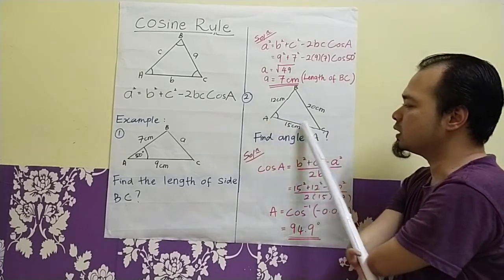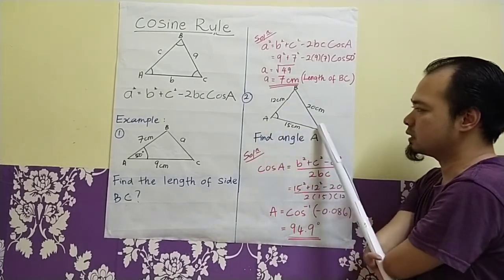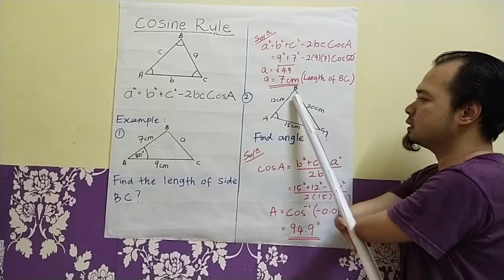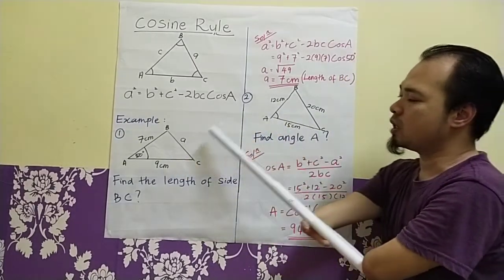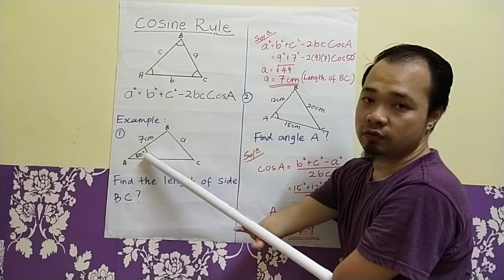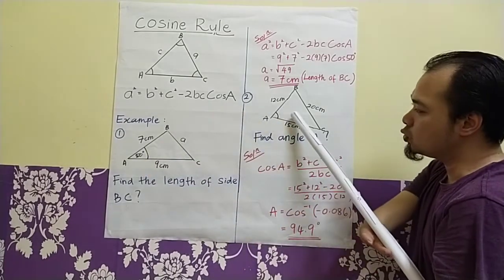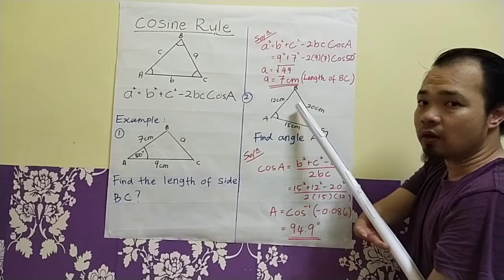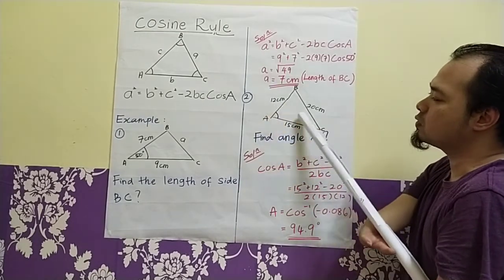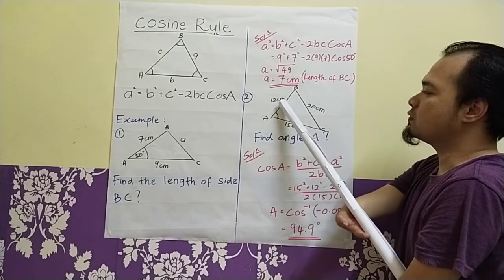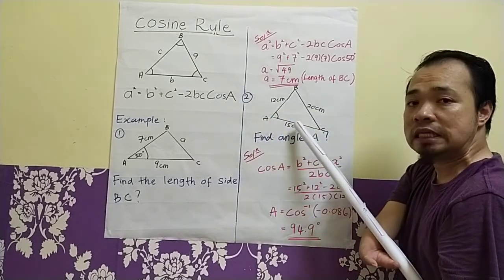The triangle given is a non-right angle triangle. If you compare question number 1 and question number 2, question number 1 is given the angle, which is 50 degrees. But in question number 2, there is no angle given at all. They just give you the lengths of the three sides: 12 cm, 20 cm, and 15 cm.